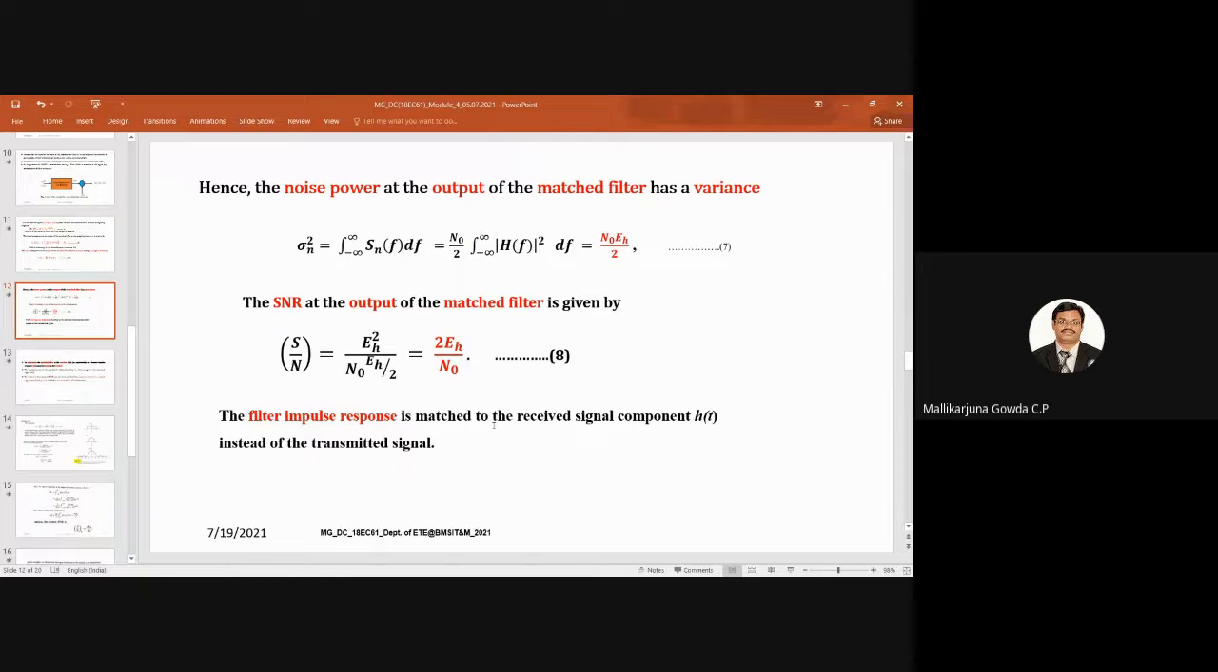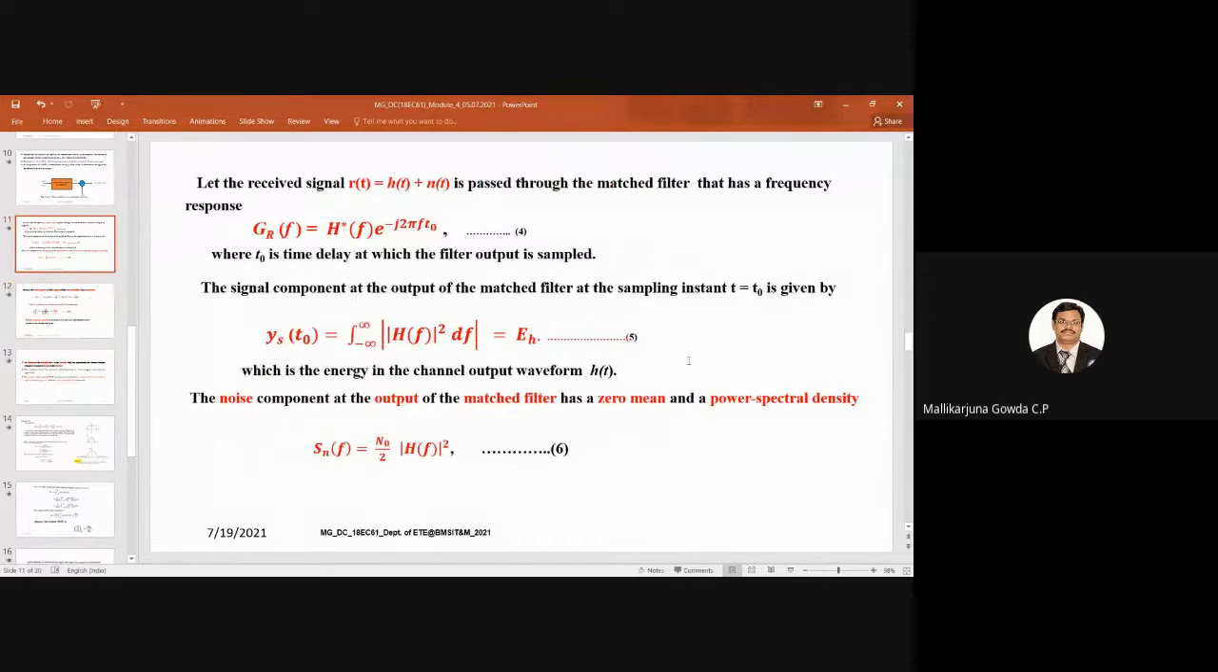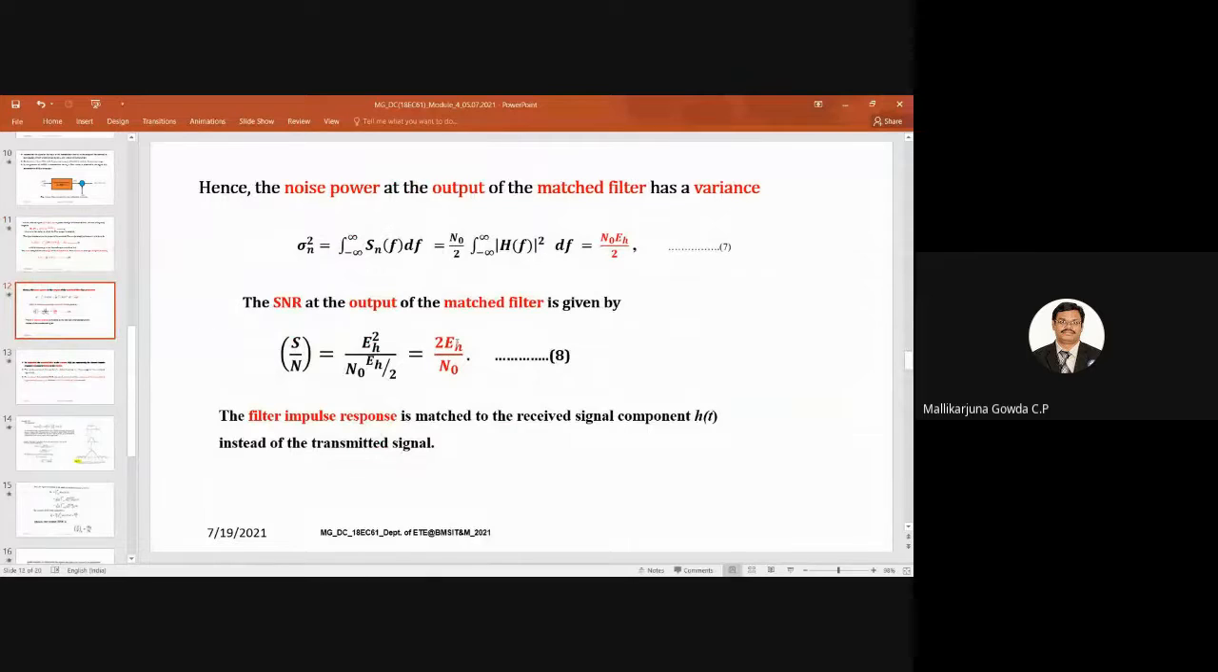And then the noise power at the output of the matched filter has a variance, right? So sigma squared n, which is equal to N0 by 2, as I said. So I find the variance as sigma squared n equal to the integral from minus infinity to infinity of Sn(f) df. What is Sn(f)? Sn(f) is the power spectral density of the noise at the output of the matched filter, right? So I'm just substituting that value of Sn(f).